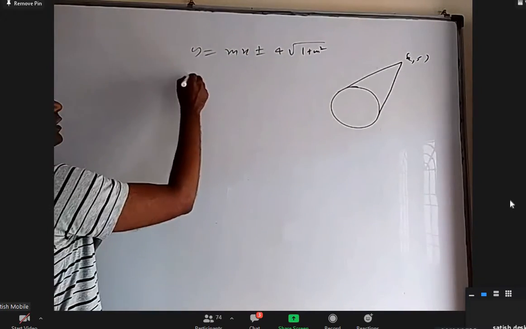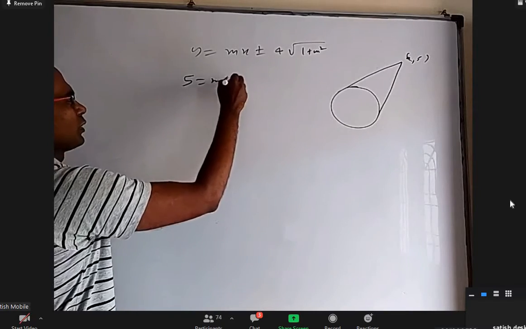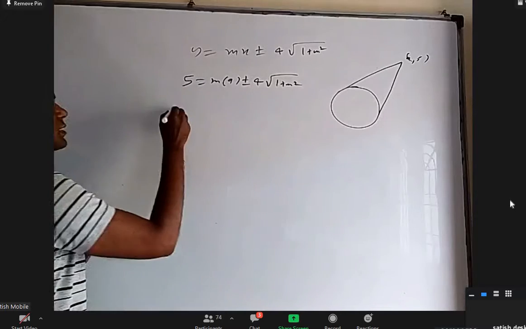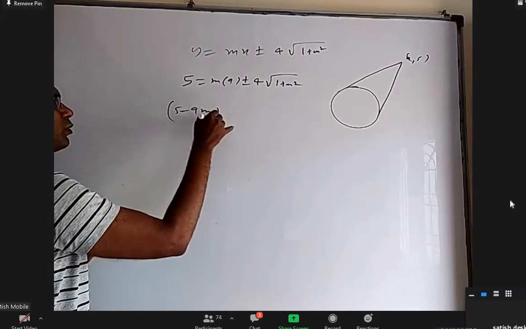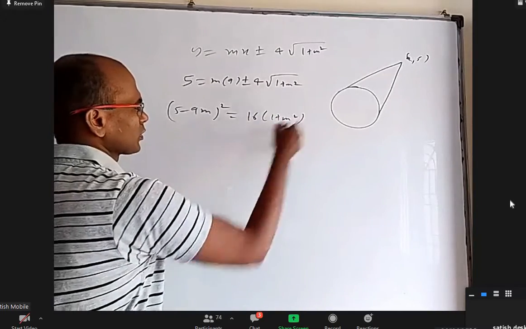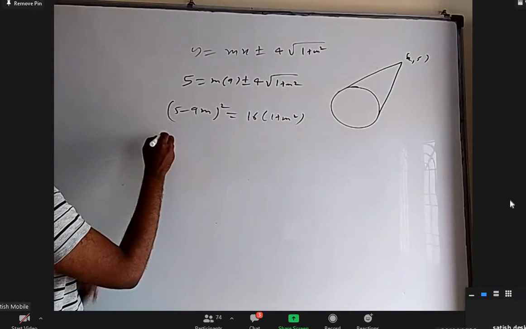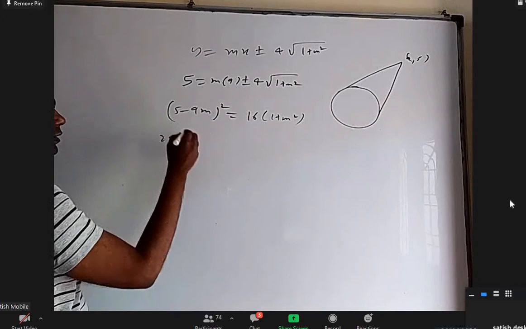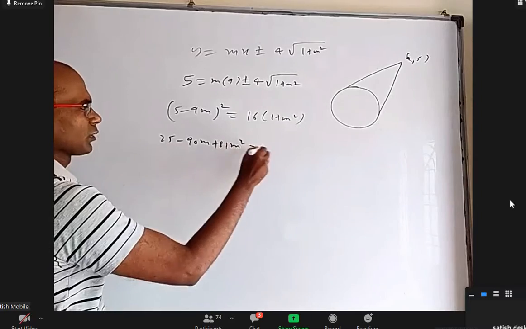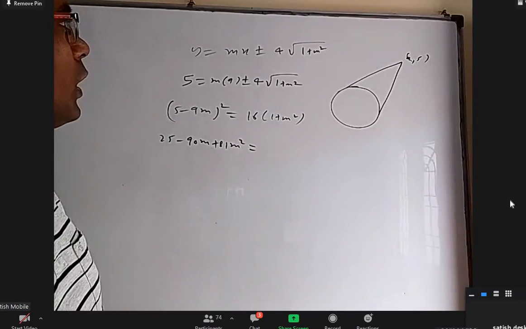Substitute (9, 5) here: 5 equal to m into 9 plus or minus 4 root 1 plus m square. Bring this to one side: (5 minus 9m) whole square equal to 16 into (1 plus m square). So 25 minus 90m plus 81m square. Sir, R is 2.